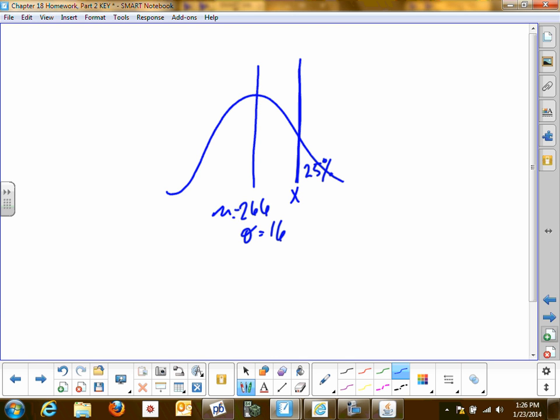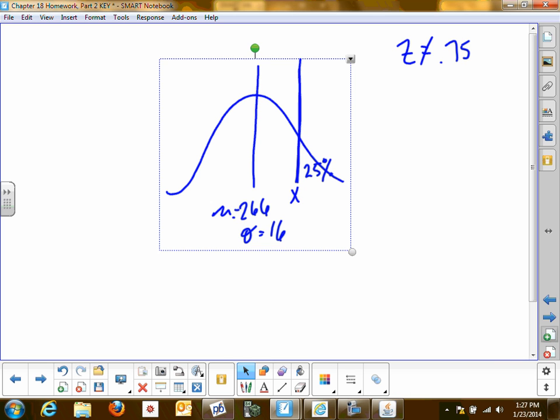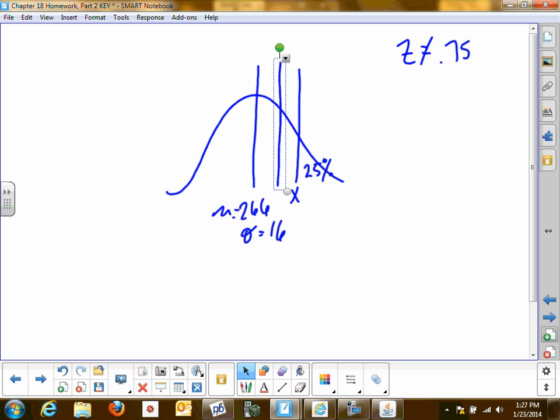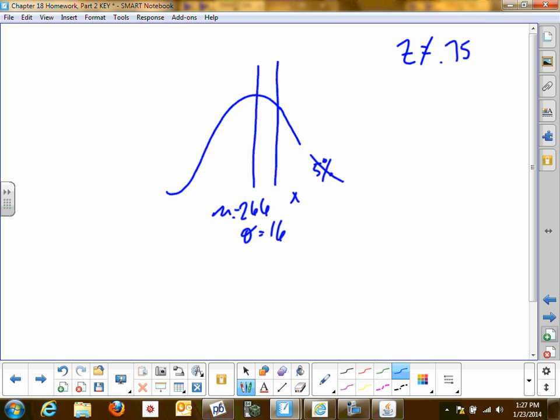Now, the most common mistake for this problem is that people think the z-score is 0.75, because that's what's below this. The z-score is not 0.75. It is not 3/4 of a standard deviation up. Actually, I probably drew this too far in. Okay? It is not 3/4 of a standard deviation up. Let's see here.